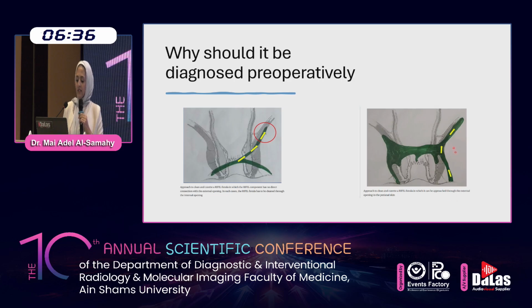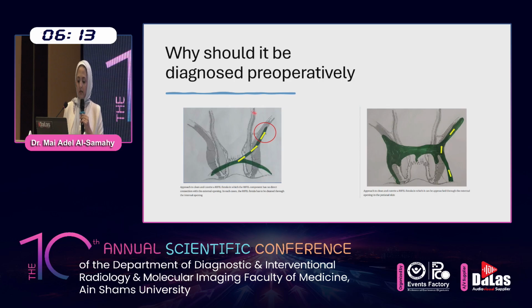Let's look at these two schematic illustrations. This is for a patient having a horseshoe-shaped fistula with bilateral rifle components. Though it sounds very complex, this patient can be easily drained through the skin opening here, which will reach the rifle component, and another skin opening here, which will also reach the rifle component.